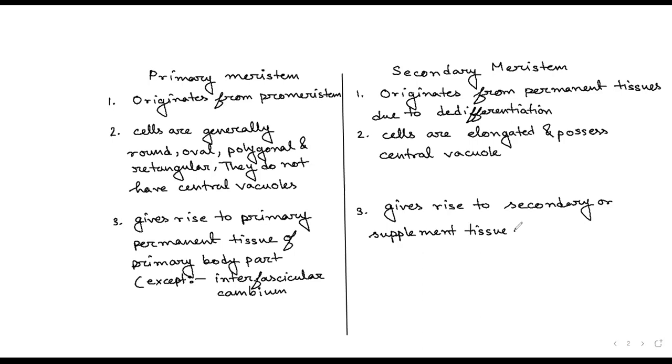वैसे ही प्लांट के ग्रोथ में जो मेन परमानेंट टिश्यू वाला पार्ट होता है, that is done by primary permanent tissue. Whereas secondary or supplement tissue कौन बनाता है? By the secondary meristem. It is the supplement. So that's all about the differences.